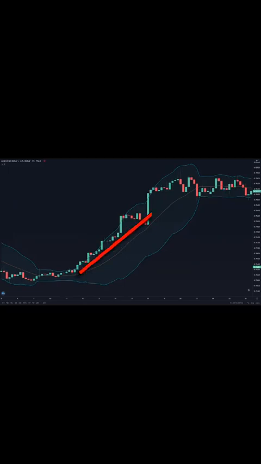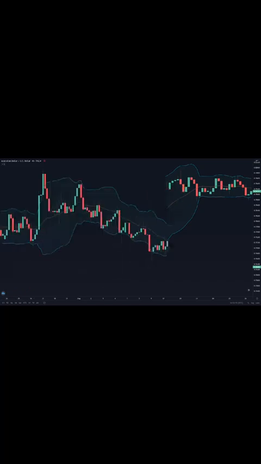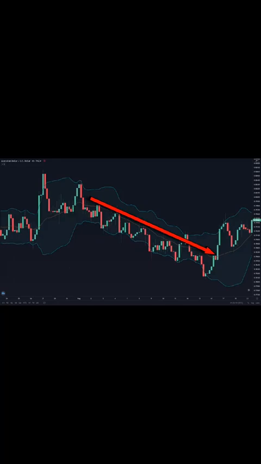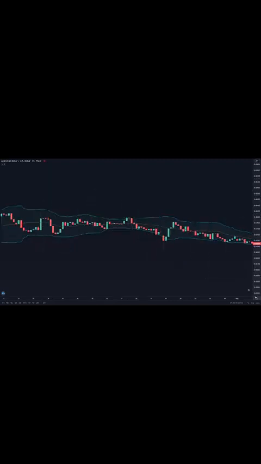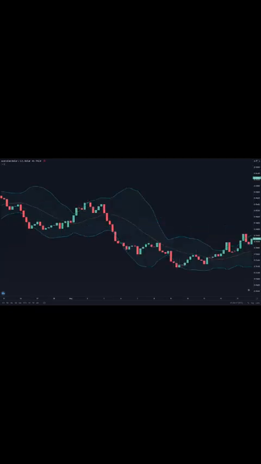If the line is heading upwards, meaning that the market is on an uptrend. And if the line is heading downwards, meaning that the market is on a downtrend. The two standard deviation bands is used to detect the volatility of the market. If the bands are contracting or close together, it means that the market is on a low volatility period. And if the bands are expanding from each other, meaning that the market is on a high volatility period.